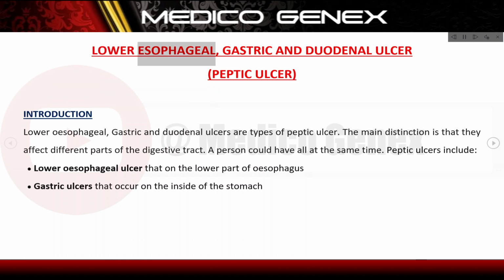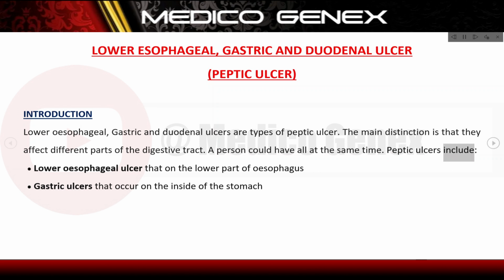Lower esophageal, gastric and duodenal ulcer. Peptic ulcer. Introduction. Lower esophageal, gastric and duodenal ulcers are types of peptic ulcer. The main distinction is that they affect different parts of the digestive tract. A person could have all at the same time.